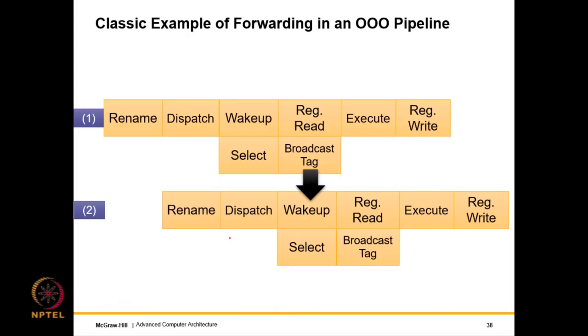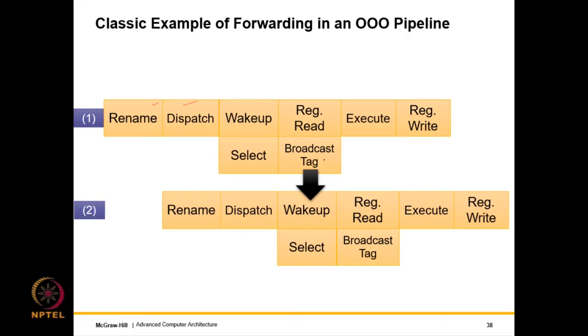The classic example of forwarding in an out of order pipeline would look like this. By the way, our out of order pipeline now has changed. I'm not showing the fetch and decode stages, though they are of course there. I'm showing rename, dispatch, and then wake up select. Wake up select is happening in the same cycle, and then we have register read and broadcast.